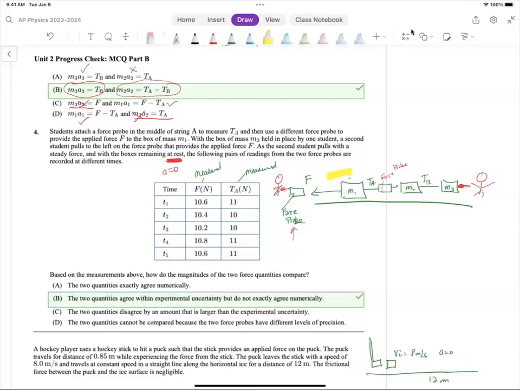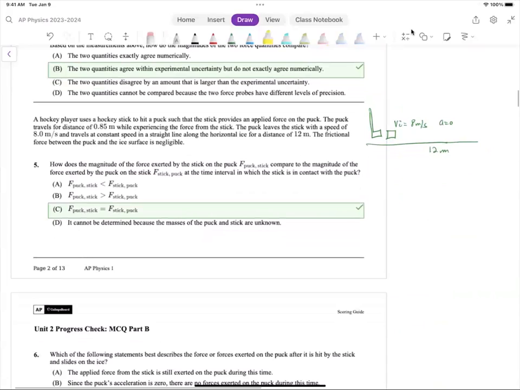So moving on. Number 5, a hockey player is used to hit the puck with a stick. I have a picture over here. They give me a whole bunch of information, which is not needed, by the way, to answer this question. They give me a distance, they give me a velocity, they tell me that the thing travels at a constant speed. But here's the question. How does the magnitude of the force exerted by the stick on the puck compare to the magnitude of the force exerted by the puck on the stick?